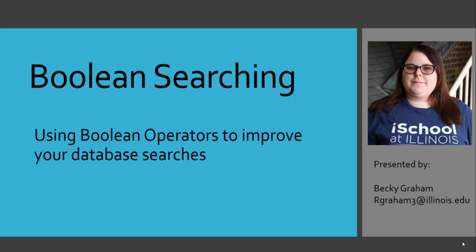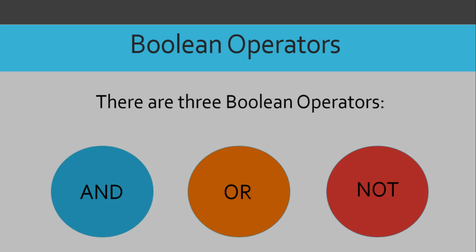In this video, you will learn about Boolean operators and how to use them in a database to find just what you need. Databases work differently than Google, so to get the best results, you need to search differently than you may be used to. There are three Boolean operators: and, or, and not.